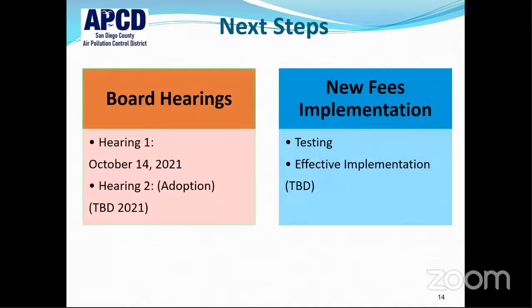The district is scheduled to present the proposed plan to the Air Pollution Control Governing Board on October 14th as the first hearing, and planning to schedule the second hearing. Please note the second hearing date is still to be determined by the Governing Board, along with the implementation date.